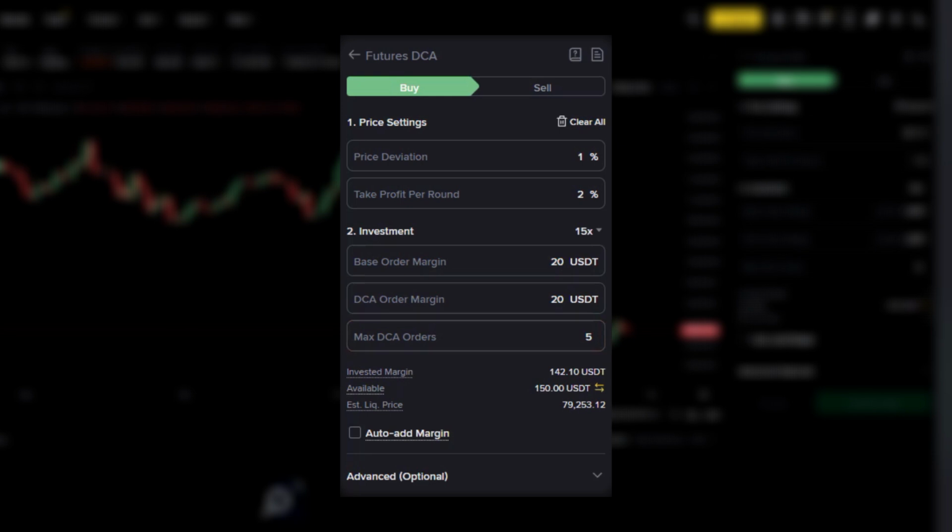After that, below you will see the total amount of actual investment and the estimated liquidation price. There is also an option to automatically add margin if the bot gets close to the liquidation price to avoid being liquidated. With this option enabled, the bot will be able to use money from your account when it is necessary. Note that this further increases the risk and potential losses, so consider it before turning this option on.